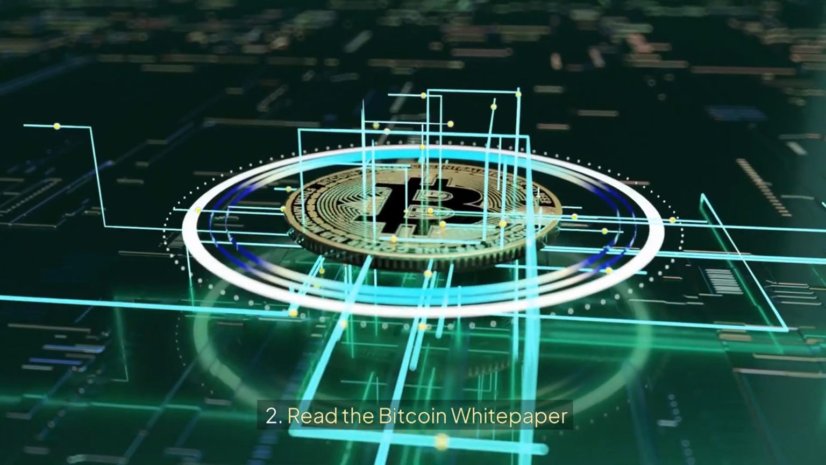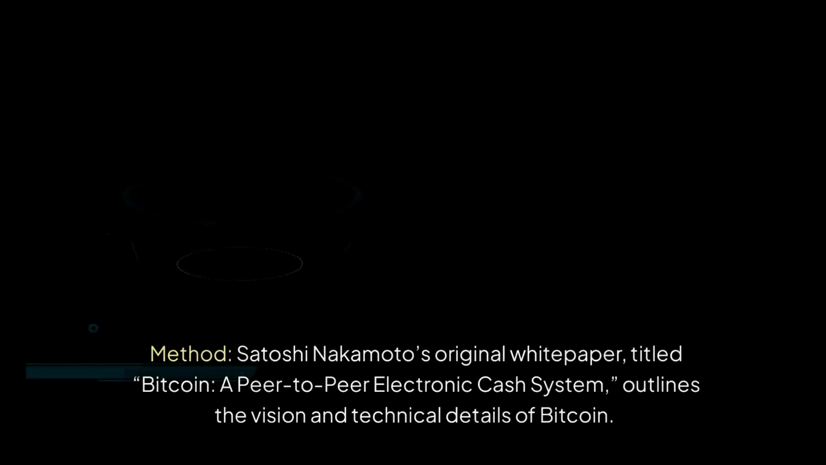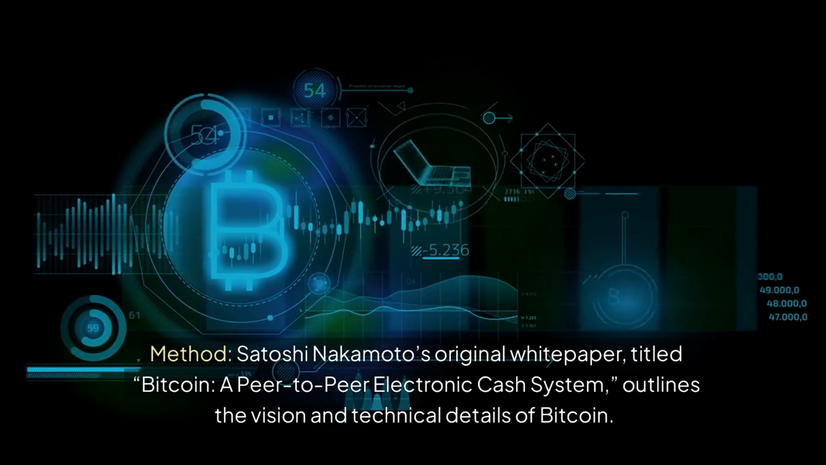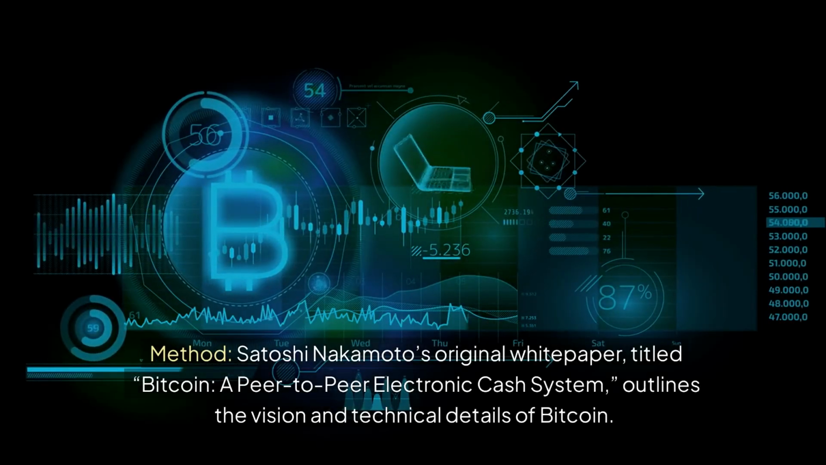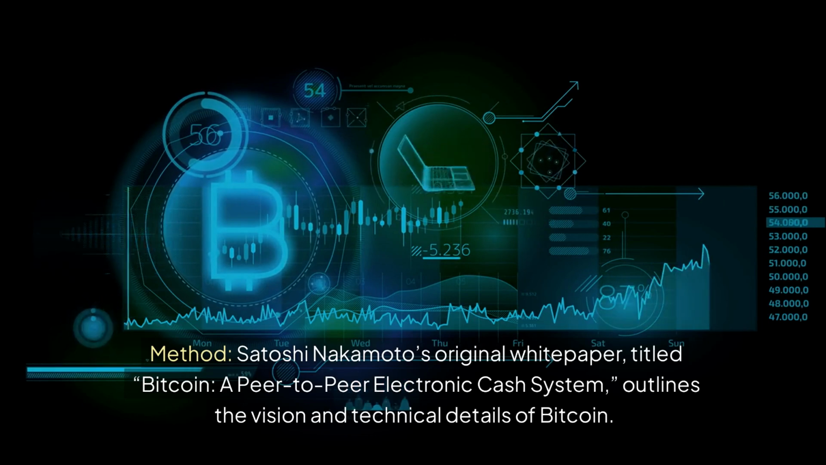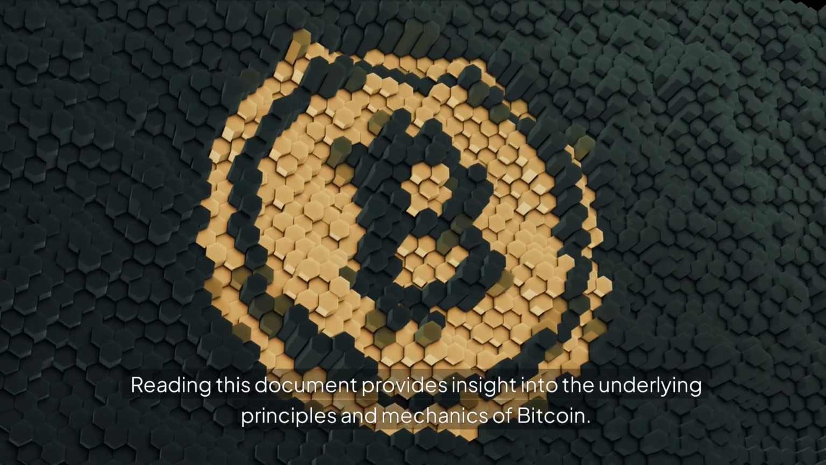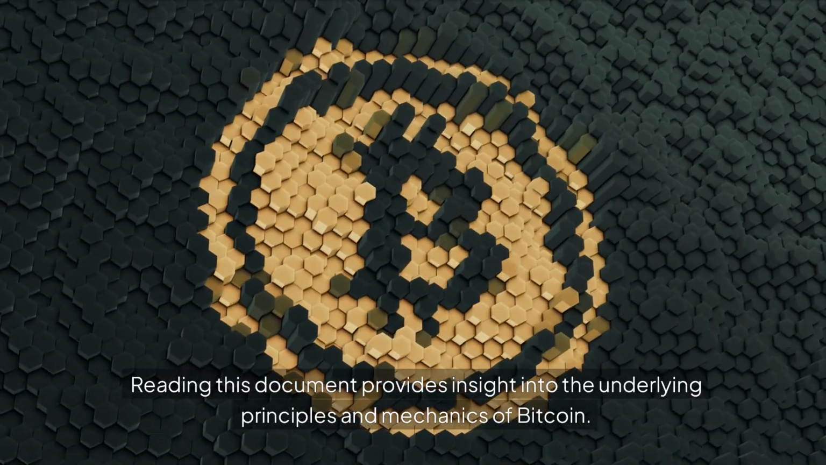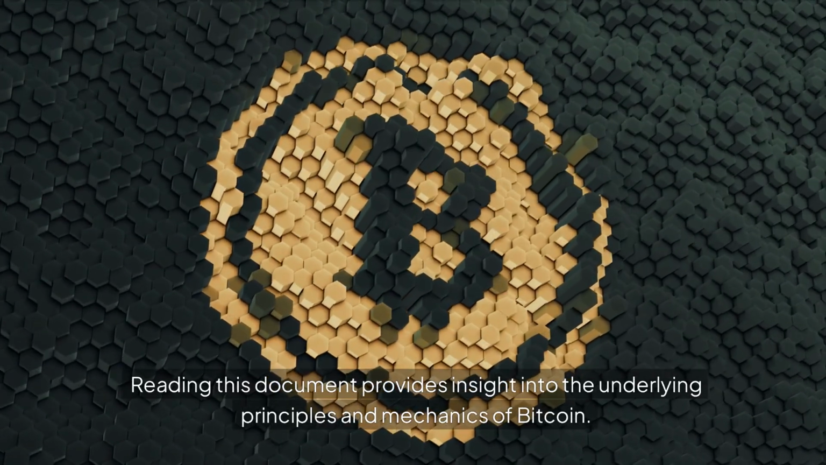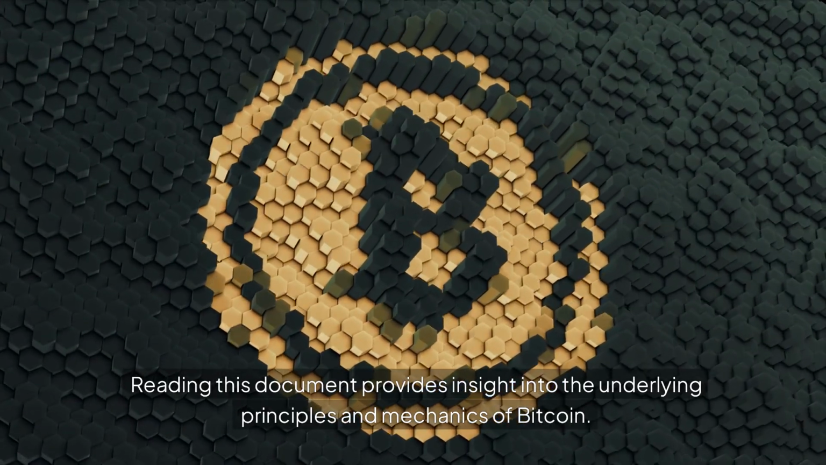2. Read the Bitcoin white paper. Satoshi Nakamoto's original white paper, titled Bitcoin: A Peer-to-Peer Electronic Cash System, outlines the vision and technical details of Bitcoin. Reading this document provides insight into the underlying principles and mechanics of Bitcoin.